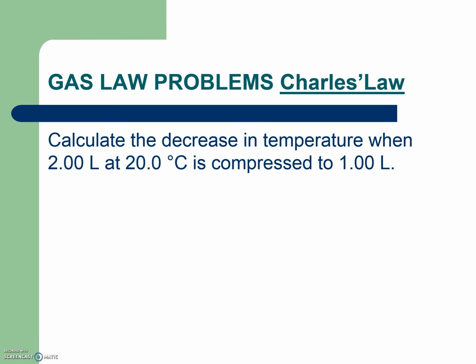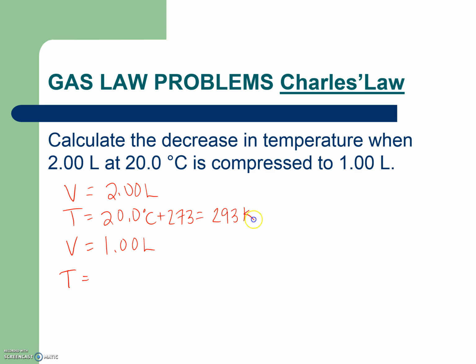If I look at this problem, calculate the decrease in temperature when 2 liters at 20 degrees Celsius is compressed to 1 liter. This one's a little more straightforward. So I have a volume and a temperature, a volume and a temperature. See how pulling these numbers out really helps with the solving of the problem? I have 2.00 liters at 20.0 degrees Celsius, and I'm going down to 1.00 liters. So Celsius, plus 273. So I have 293 Kelvin.